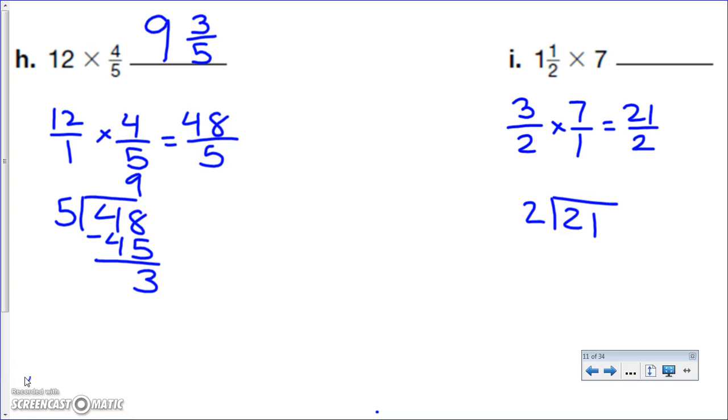And now we're going to do our division to turn it into a mixed number. So 2 goes into 2 once. And 2 cannot go into 1, so we have to put a 0 up there, and we have a remainder of 1. That means our answer becomes 10 1/2.